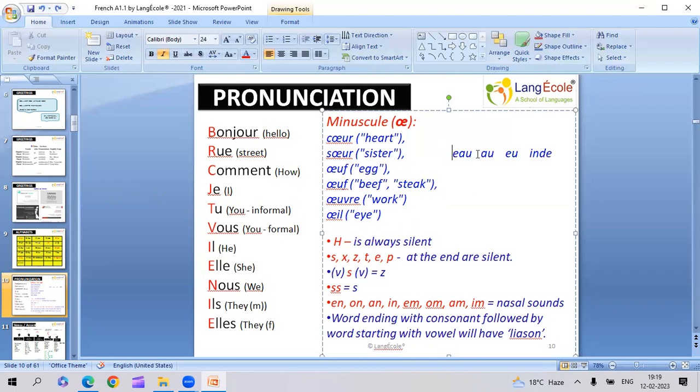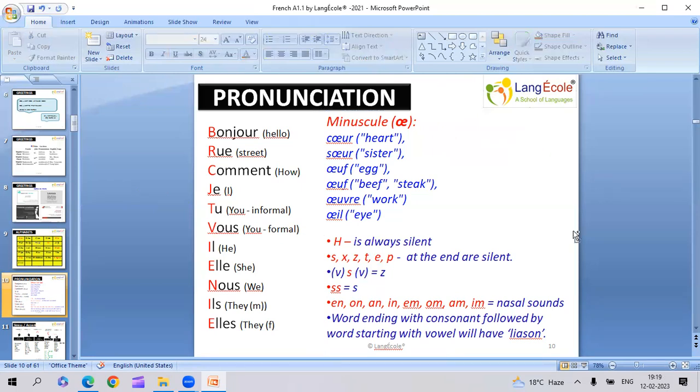Okay. So now you know this diphthong, this minuscule also, right? And then a couple of words also here with this alphabet, right? Very good. So are you clear about all these concepts which are here, or do you have any question as of now?